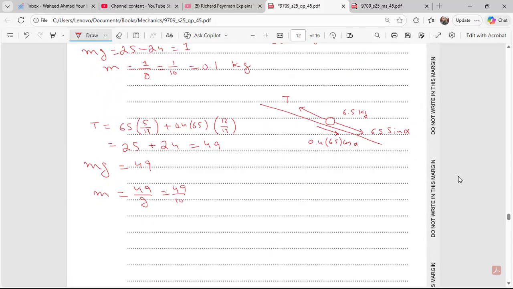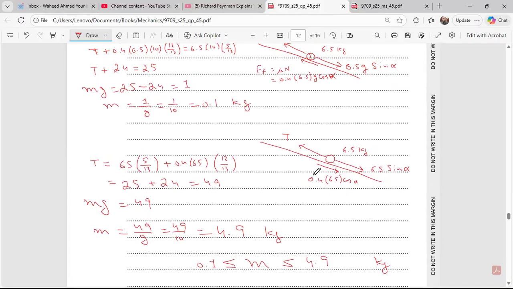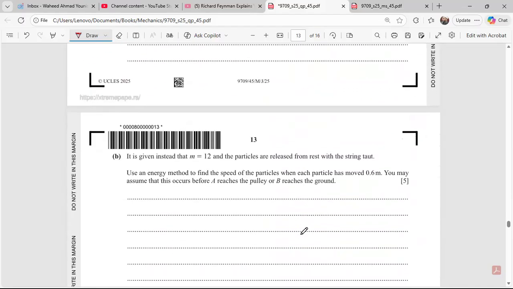49 over 10, so this is going to be 4.9 kg. Okay, so the value of this m has to be between 0.1 and 4.9 kg. If this mass is between this range, then the friction will be enough to hold it on the surface. If it is out of this range, then it will either slide down or slide up. Friction will not be able to hold it.